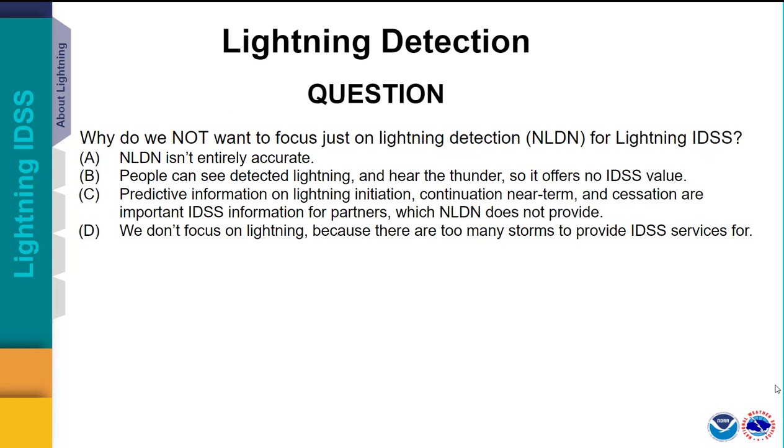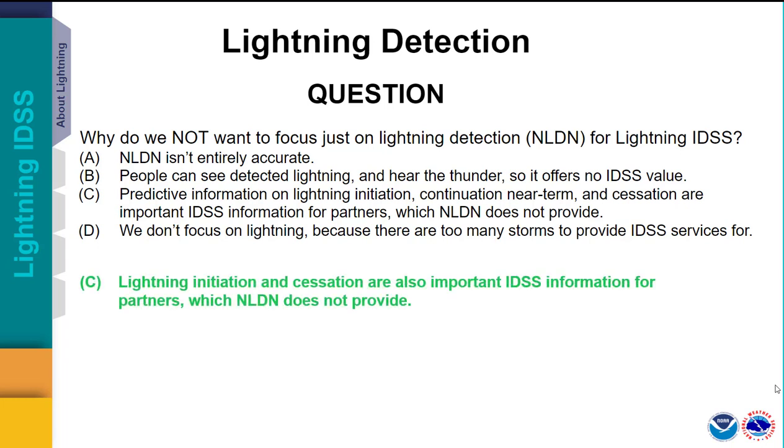Try this question. Pause the video if you need more time. Key to effective lightning IDSS is the ability to anticipate the initiation of lightning as well as cessation, not just tracking detected lightning. So the correct answer is C.